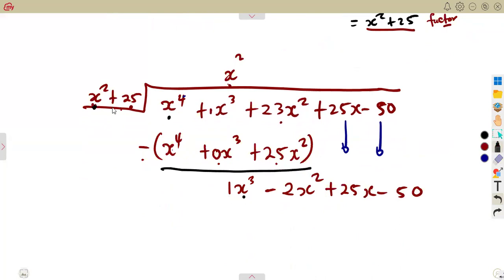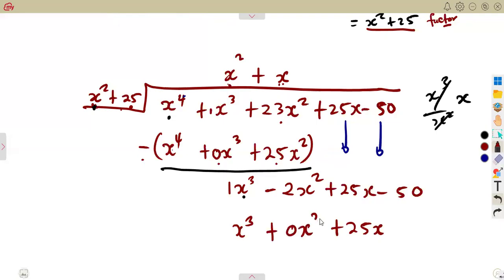This is x squared, x cubed divided by x squared. We're going to remain with 1x there. So that is plus x. Then it multiplies everything. That will be x cubed. X times 25, that is going to be 25x. So this is 25x here, meaning to say we do not have a part of x squared. Just write this as 0x squared.